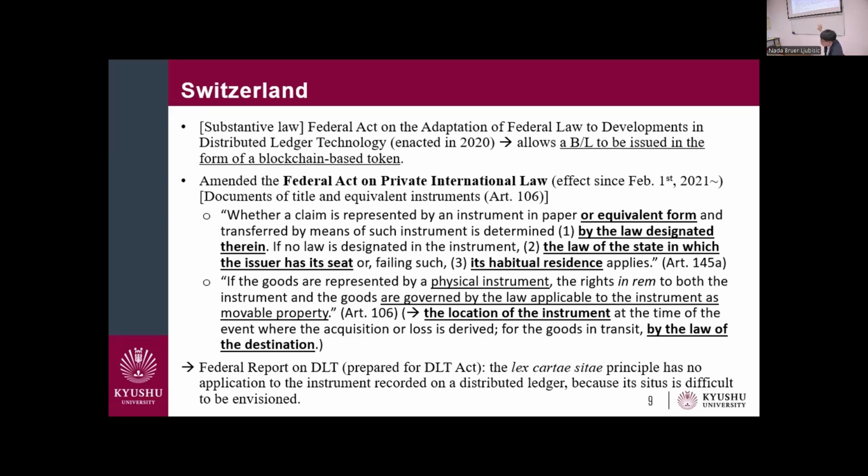And we go to this provision related to movable property, the location of the instrument at the time. So we follow the law of the location of the instrument at the time of the event from which the acquisition or loss is derived. And for goods in transit, it will be determined by the law of the destination, because for goods in transit it's difficult to identify exactly where they are. The federal report, the report prepared for this amendment, clearly clarifies that the lex cartae sitae principle has no application to the instrument recorded on a distributed ledger because its location is difficult to envision.